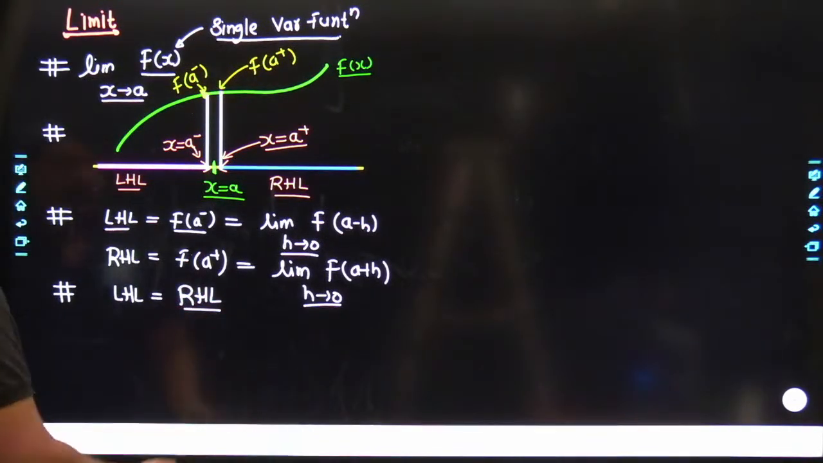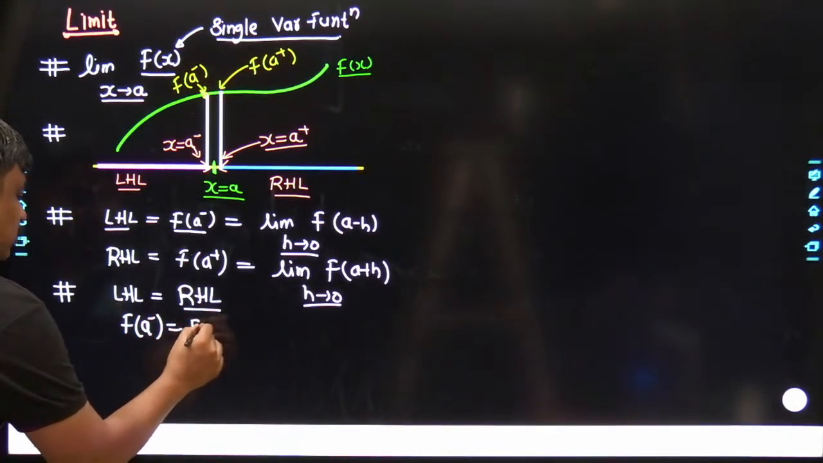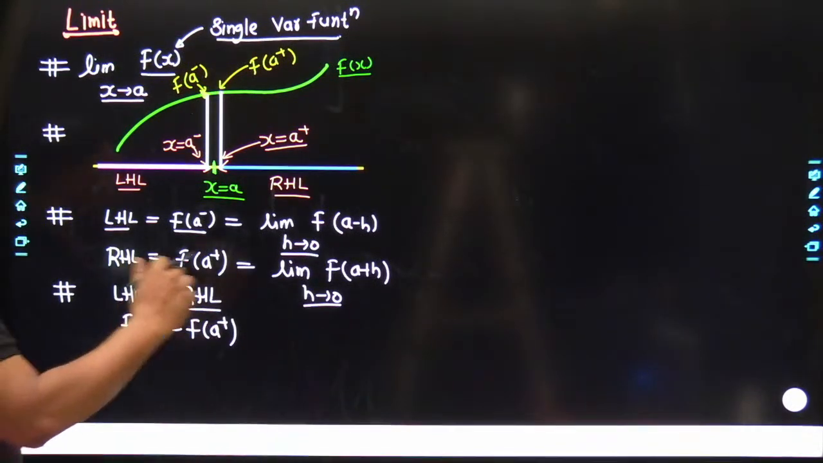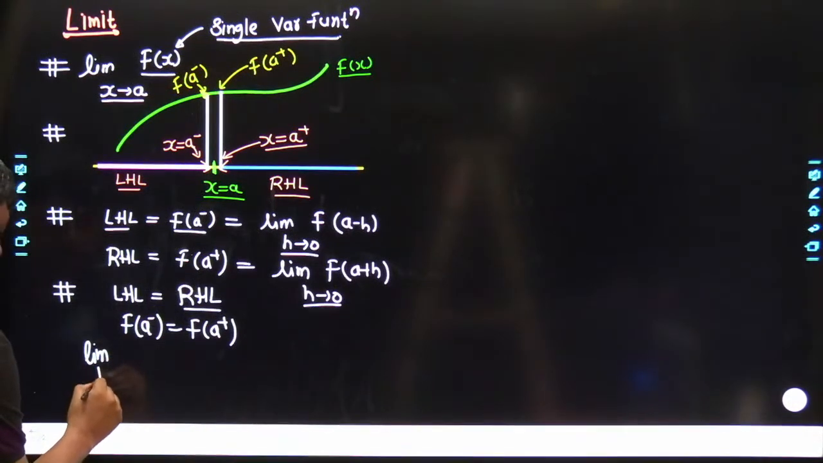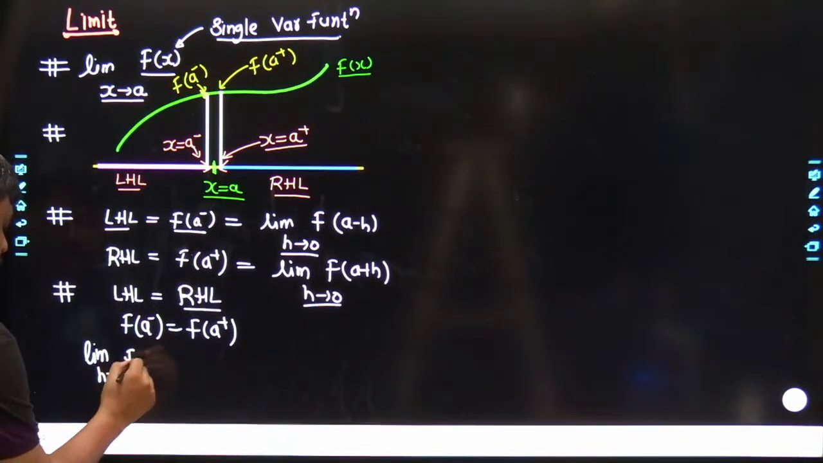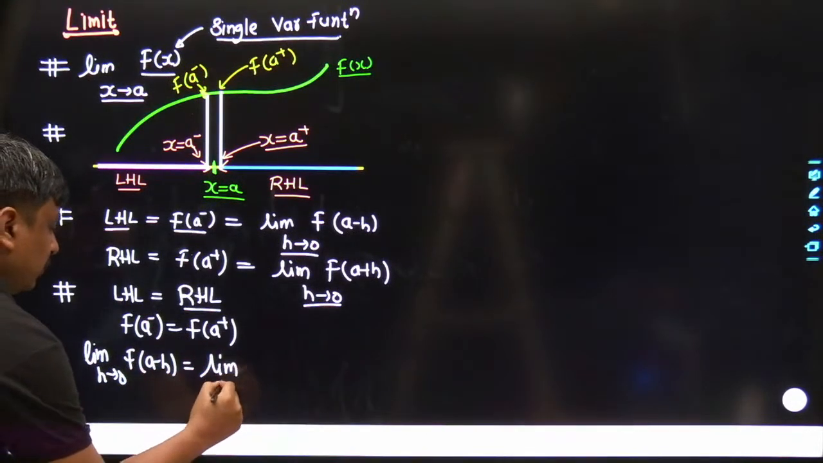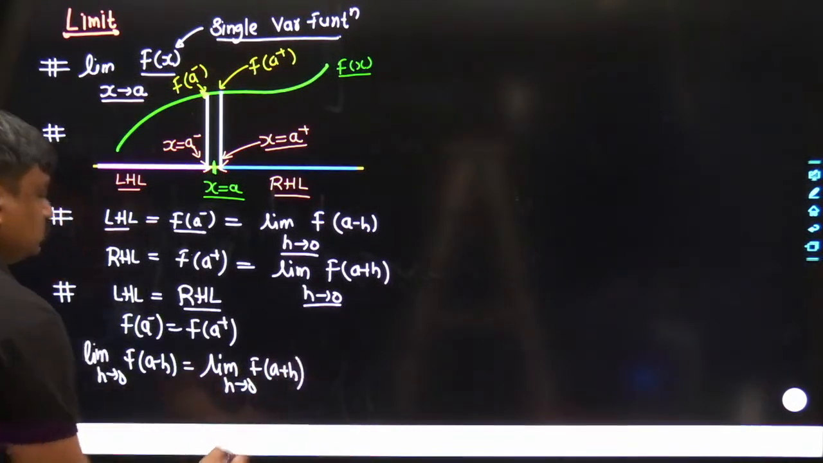How can it be mathematically written? It can be written as f of a minus is equal to f of a plus. And if you want to go more mathematical, you can write this as limit h tends to 0 of f of a minus h has to be equal to limit h tends to 0 of f of a plus h.